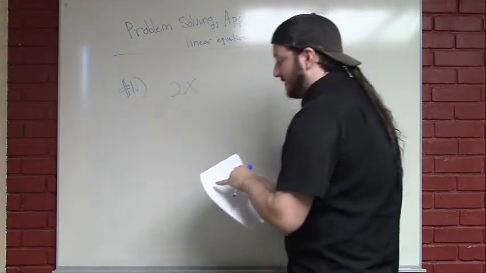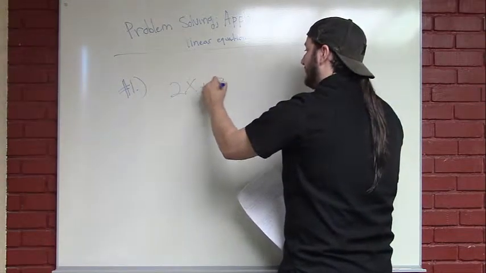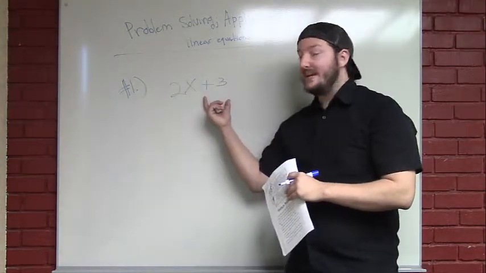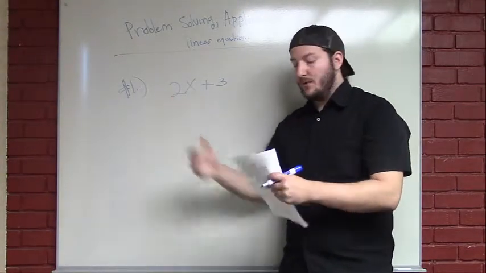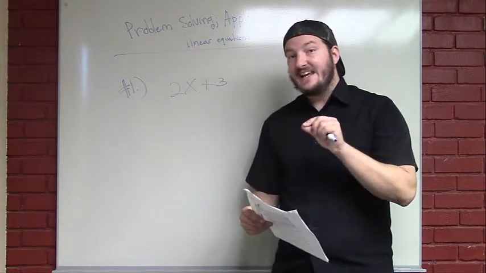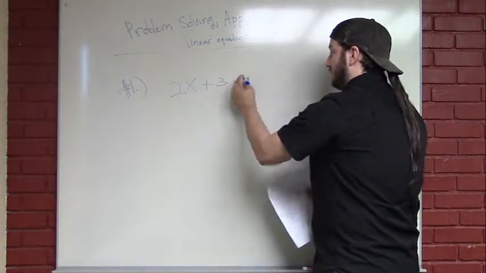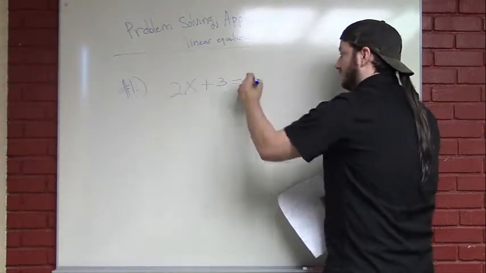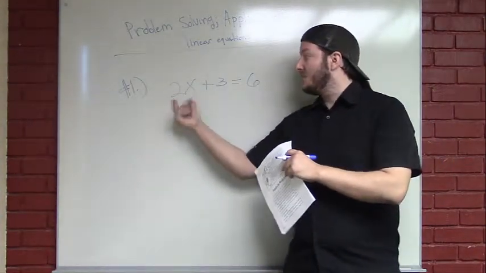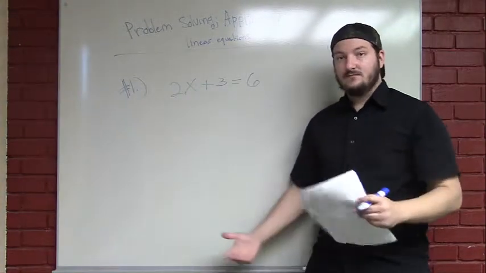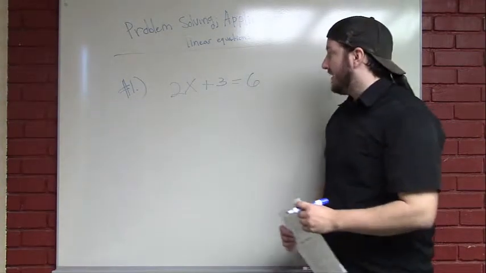Well, it says in the beginning 3 more than that. So 3 more means you're going to add 3 to that. So this is 3 more than twice a number. Now, the next part says is 6. Is means equals, and it equals 6. So 3 more than twice a number is 6. And that's how you would write it. Hopefully that makes sense.